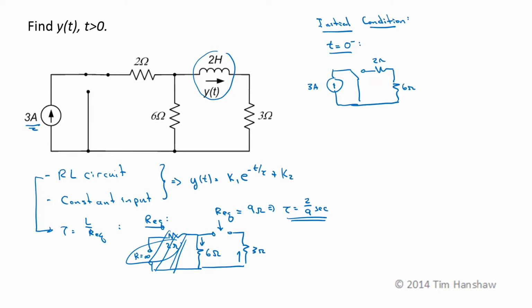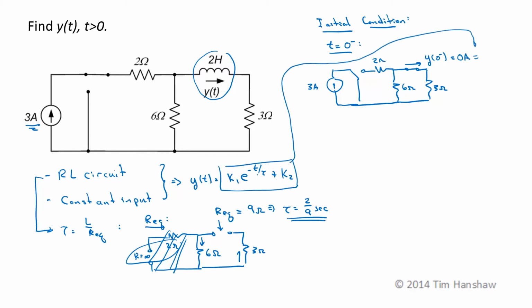If the switch has been in this position for a long time, everything will become constant and this inductor will look like a short circuit, and this is 3 ohms. So this current is y at 0 minus, which, since there's no source connected to it, is just going to be 0 amps. If I use this expression here, as t goes to 0, e to the minus t becomes 1, so this becomes k1 plus k2. This is one equation in 2 unknowns that we can eventually use to solve for k1 and k2.